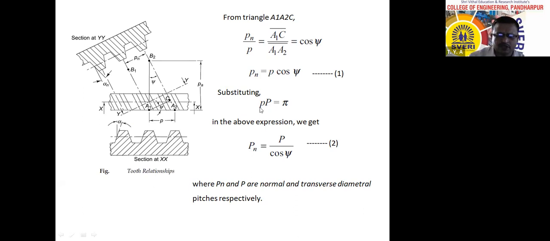We are knowing circular pitch into diametral pitch is equal to pi. This relation is there in the spur gear. Therefore, if you substitute this relation in equation 1, you are getting equation 2. Therefore, capital Pn is equal to capital P upon cos psi, where capital Pn and capital P are normal and transverse diametral pitches respectively.